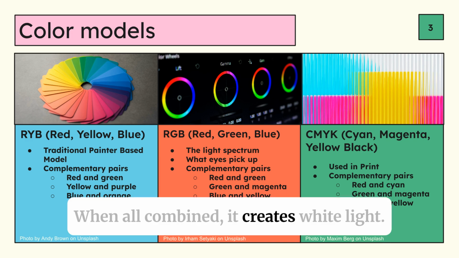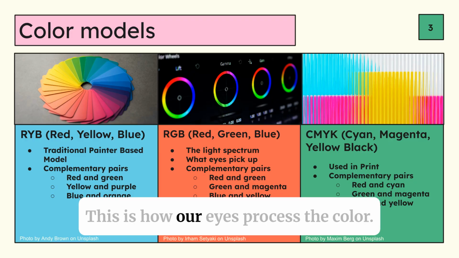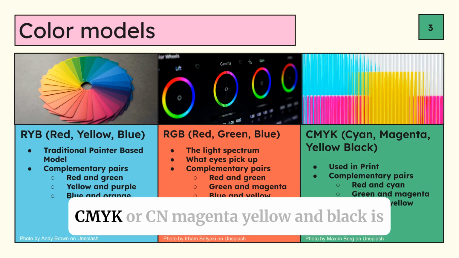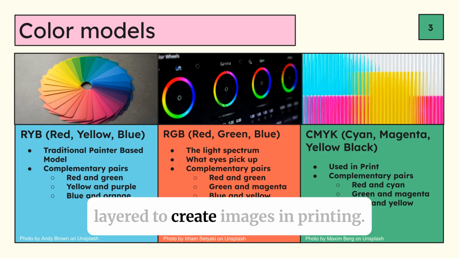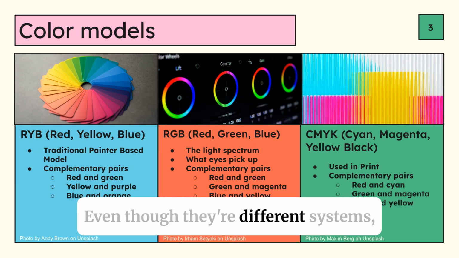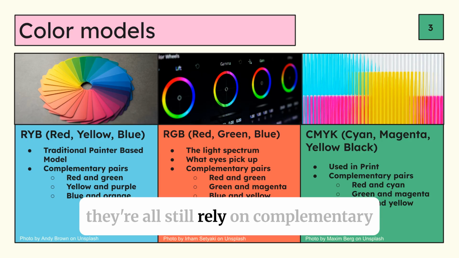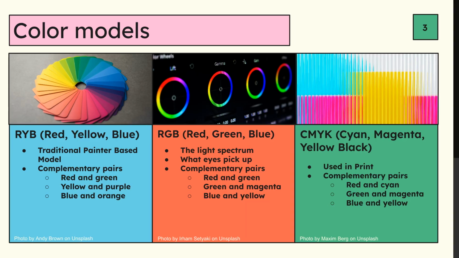When all combined, it creates white light. This is how our eyes process color. CMYK, or cyan, magenta, yellow, and black, is the subtractive process when pigments are layered to create images in printing. Even though they're different systems, they all still rely on complementary relationships.